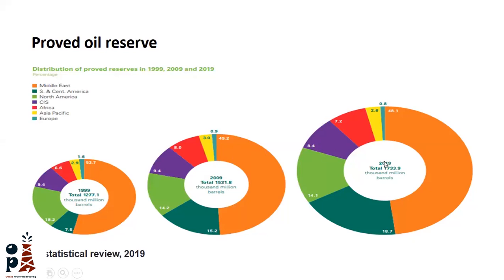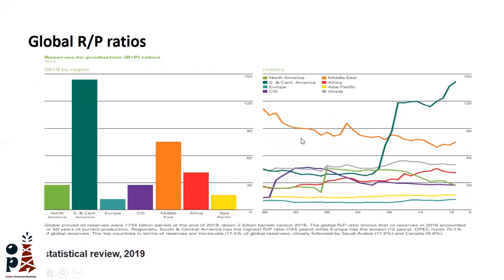And finally, in 2019, we talk about 1,733,000 million barrels, and again, the Middle East has the majority of the proved reserve. So this is a slide on how oil will sustain as we produce. This is the global reserve to production ratio. This curve shows the remaining reserve, how many years it will take to produce it, by region.